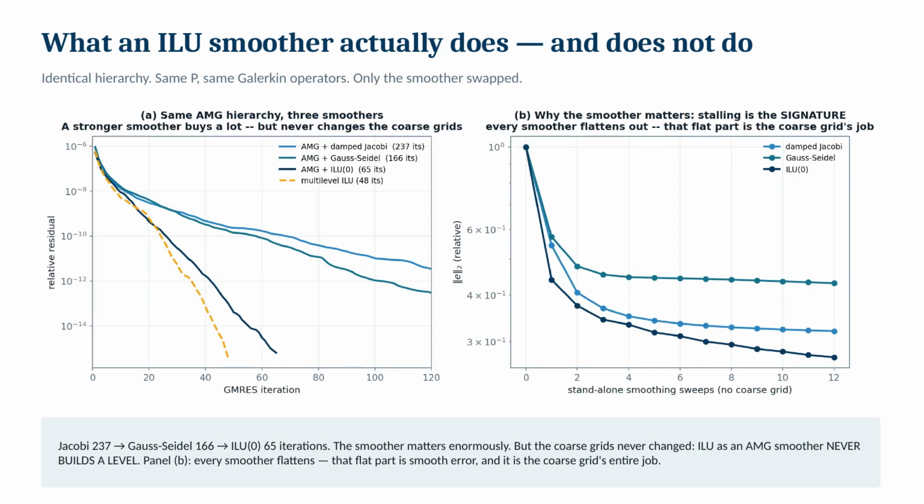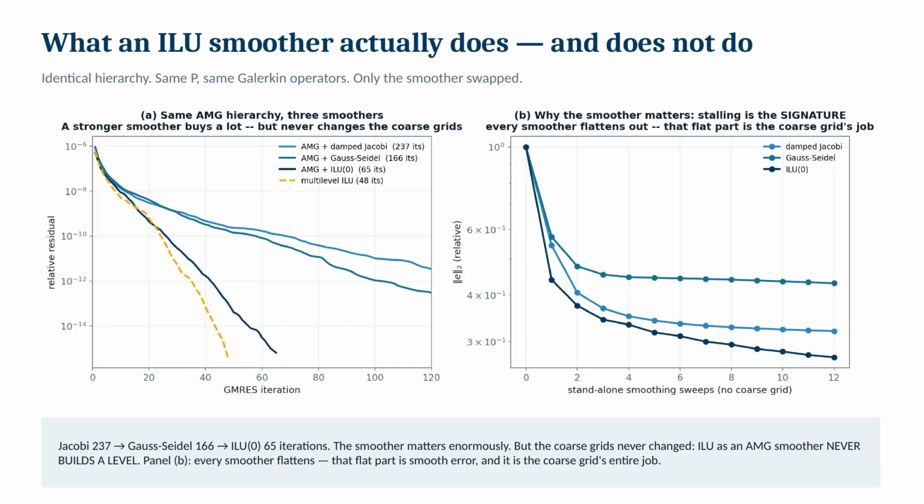This is the slide that clarifies the terminology once and for all. Panel A, identical AMG hierarchy, same prolongation, same Galerkin coarse operators, I only swapped the smoother. Damped Jacobi 237 iterations, Gauss-Seidel 166, ILU 0 65. So the smoother matters enormously.